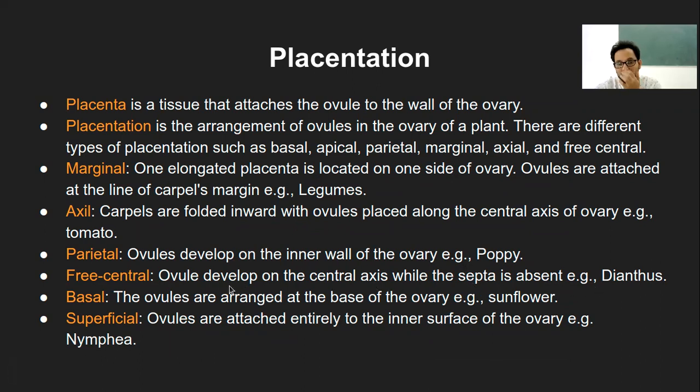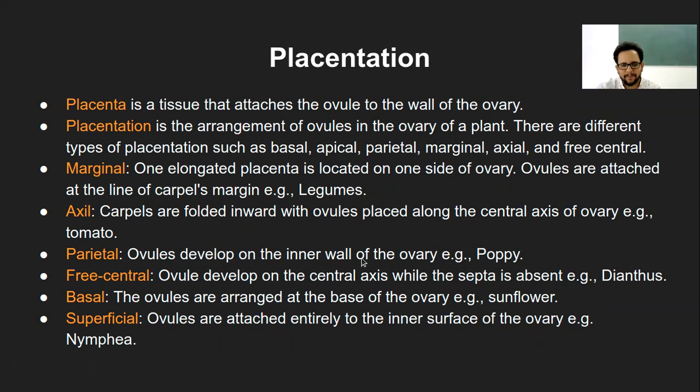Now, the difference between axial and free central is that in axial there are clear inward folds, which form the central mass of the fruit. But in free central, the ovules are developed along the central axis while the septa is absent. Septa is the partition between the ovule compartments, and the example is dianthus.